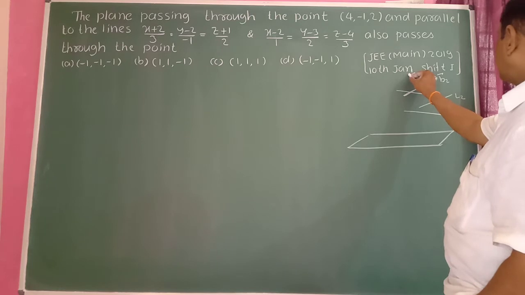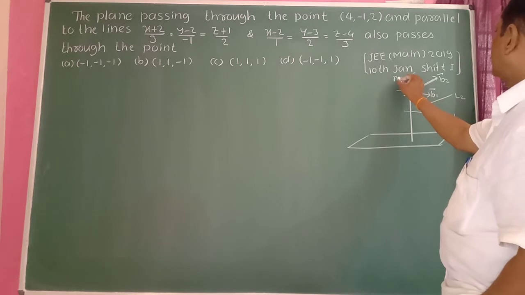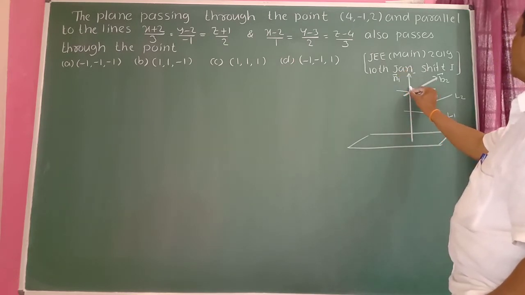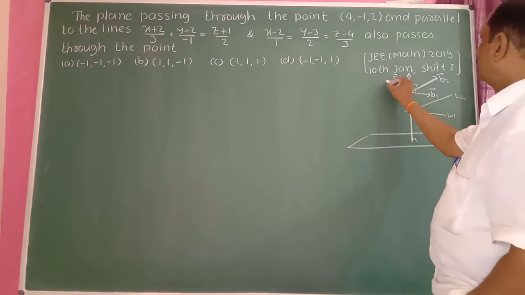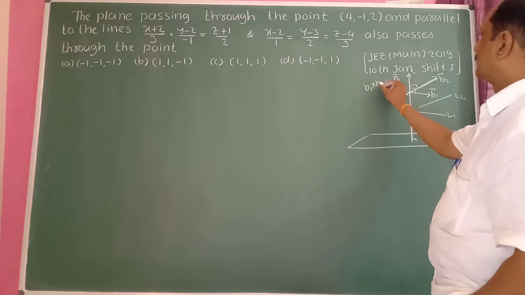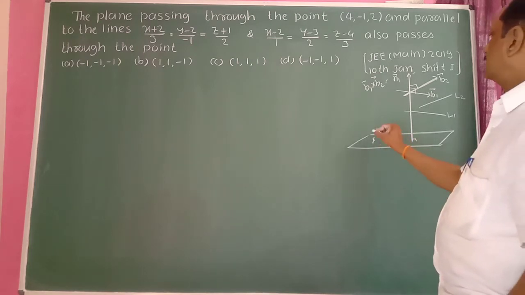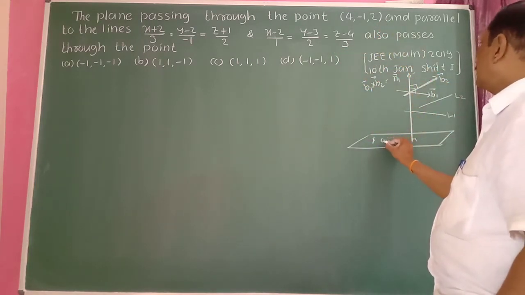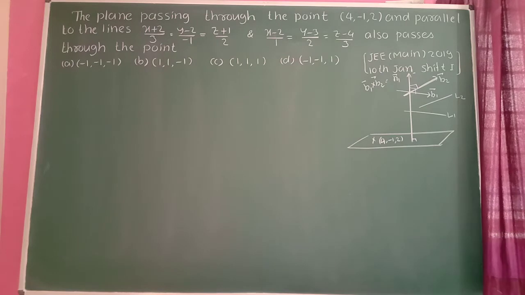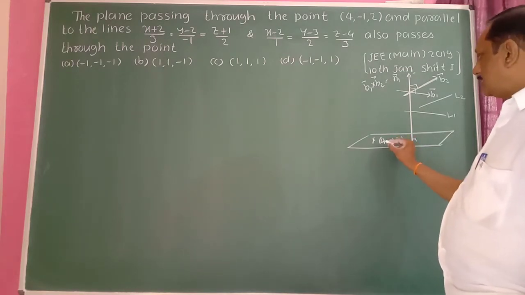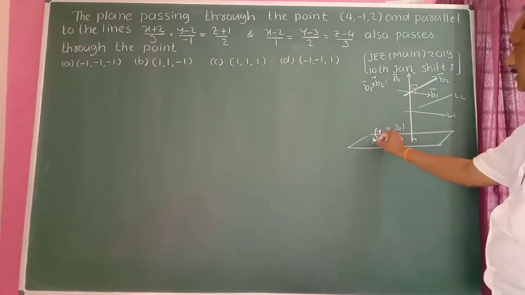Then this is the vector n bar. n bar is the vector perpendicular to both V1 as well as V2, and to this plane also. So n bar is given by V1 cross V2. This plane passes through the given point (4, -1, 2). Consider this point as x1, y1 and z1.